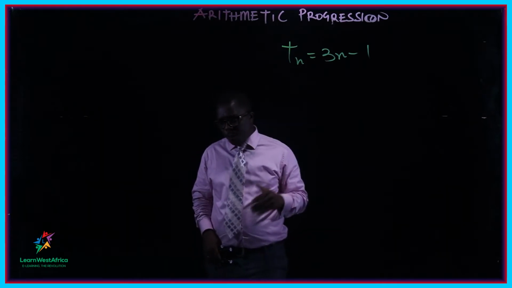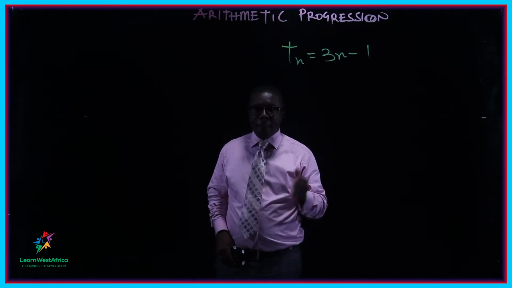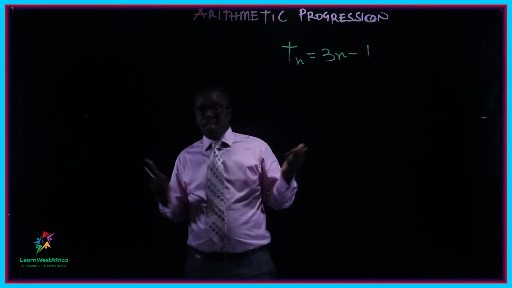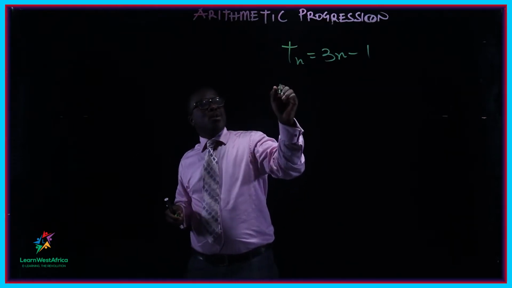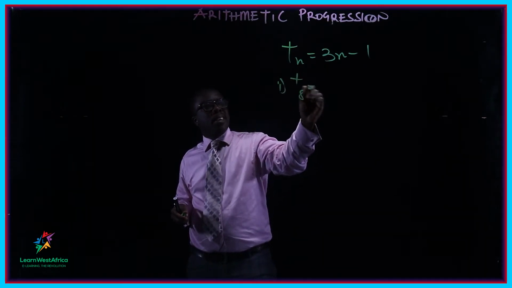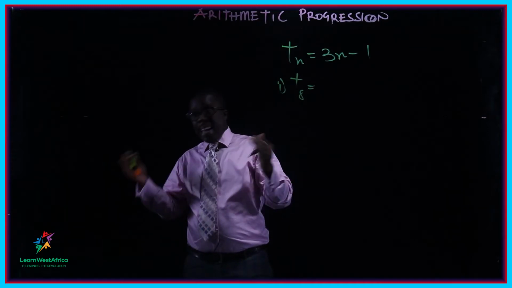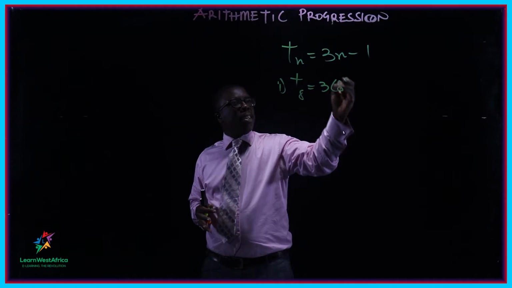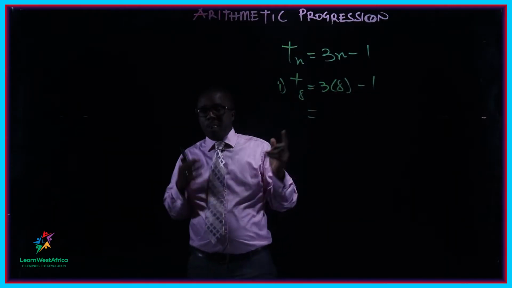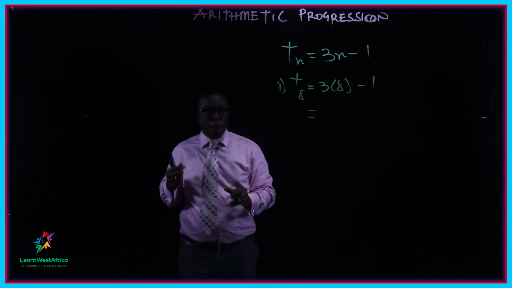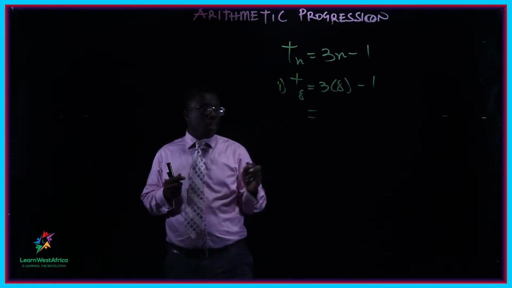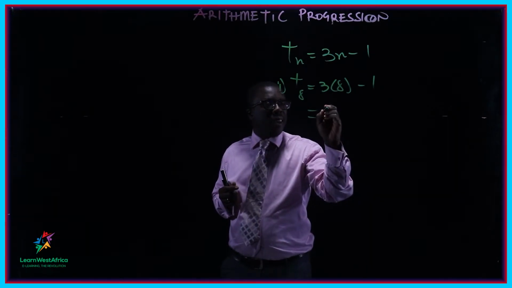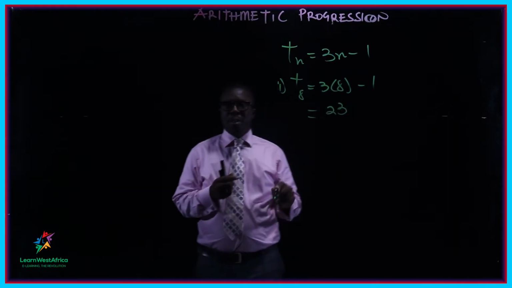Now the problem says that we should find the 8th term. How do you find the 8th term? That's pretty simple, I guess. So the 8th term will be T8. Wherever we find n, we replace it with 8. We're going to have 3 into bracket 8 minus 1. 3 times 8 is 24. You subtract 1 from 24, you get 23. So our 8th term will be 23. Pretty simple, huh?